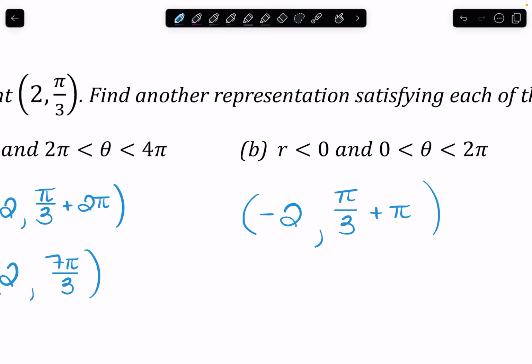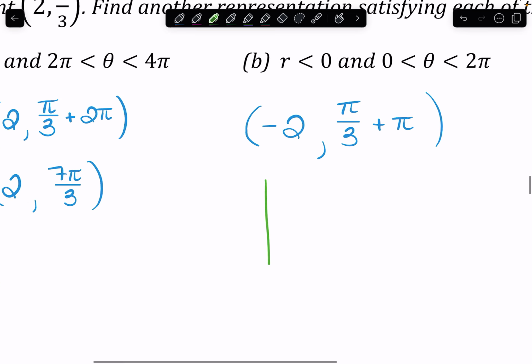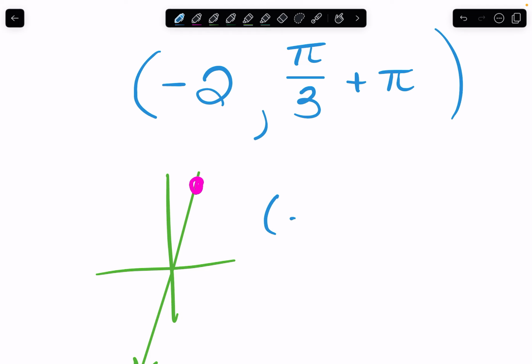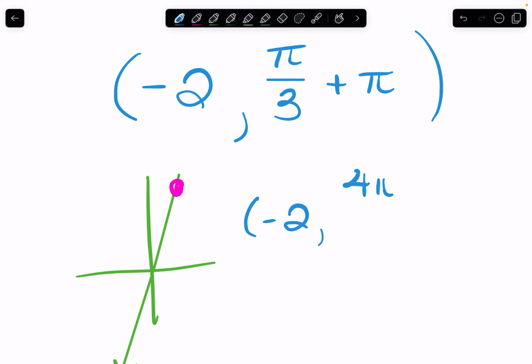Just to give you a visual, our angle of pi thirds is here. If I add pi, the angle now terminates over here. And then because the radius is negative, we would plot on the opposite side. So I would still be plotting the point where pi thirds is. It's a rough drawing, but it works. So simplify our point: -2, comma 4 pi thirds.